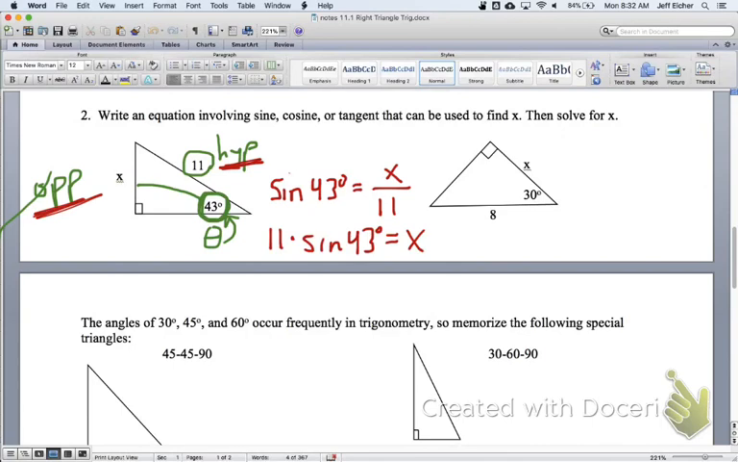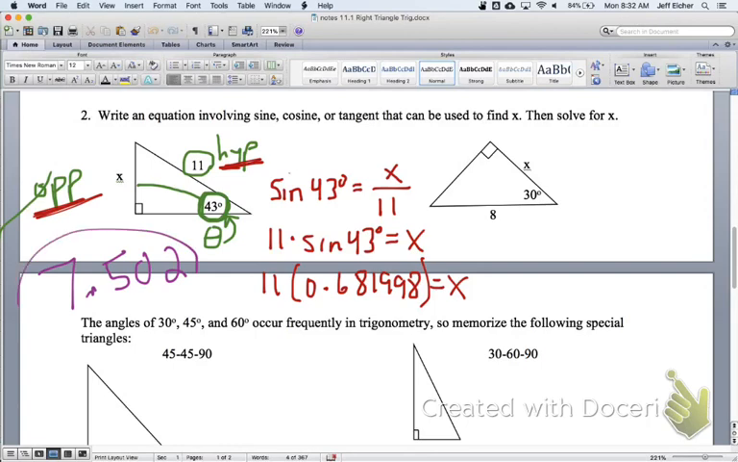To calculate this, 11 times sine 43. When I do sine 43 on my calculator, I get this value, 0.681998, times 11. So it looks like the answer you should get is 7.502. That would be the length of this side. It does make sense in the context. It should be less than 11, because 11 is the hypotenuse. And 7.5 sounds about right.